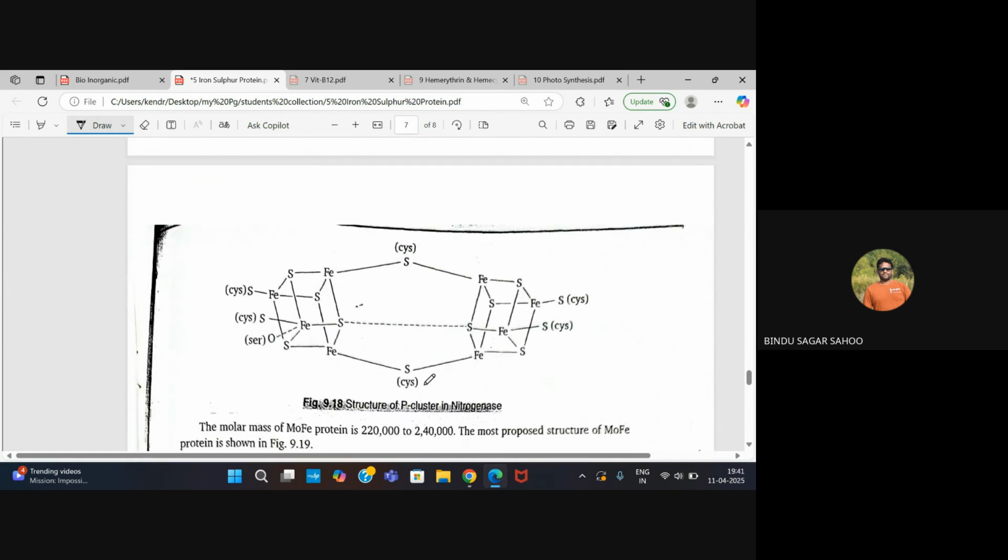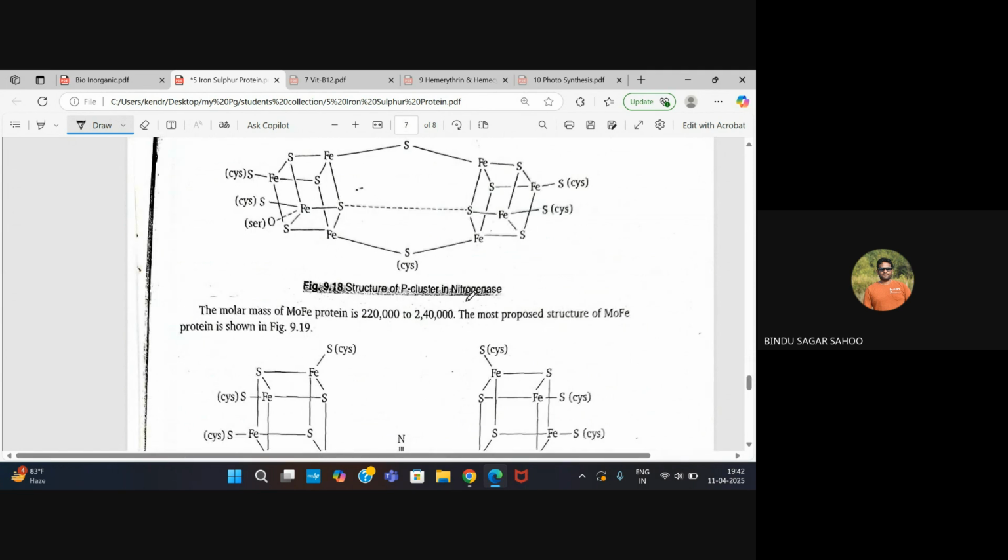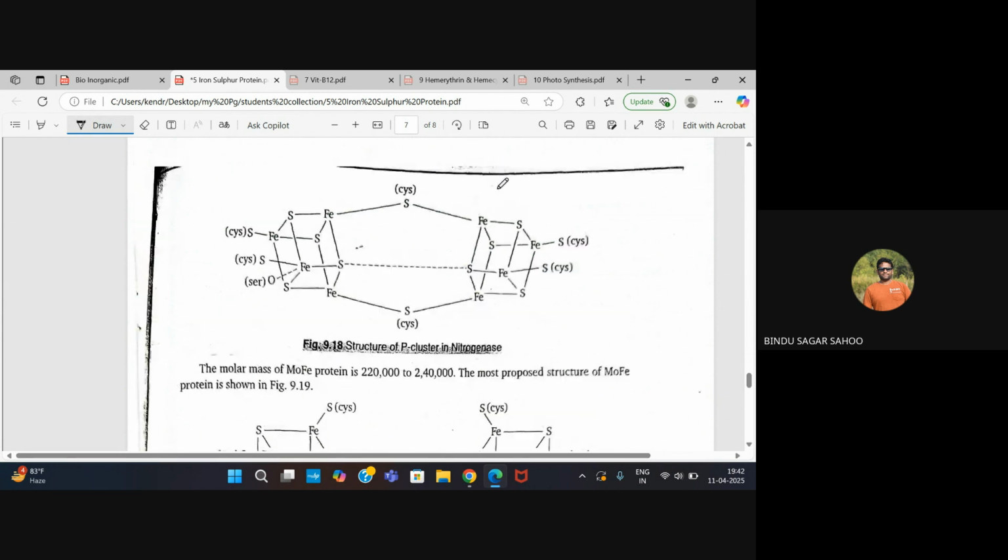You can see here the structure of the P cluster of nitrogenase. When I say nitrogenase, it consists of two different proteins. One part is called the iron protein, another part is called the molybdenum iron protein. So this is the first part, the P cluster, and the P cluster consists of only iron, cysteine amino acid, and some inorganic sulfurs.